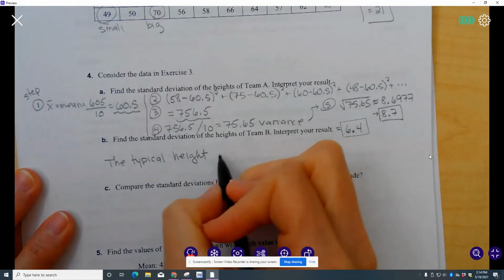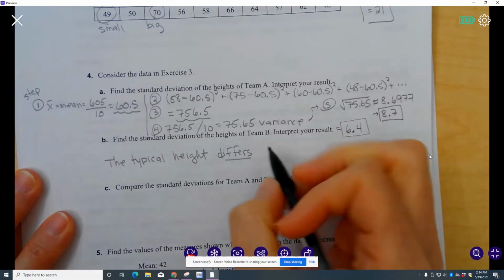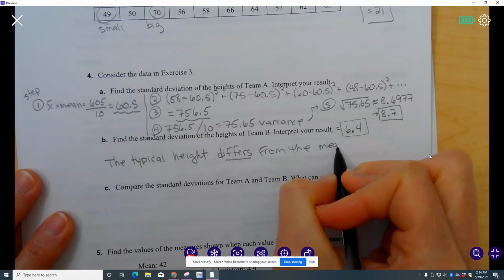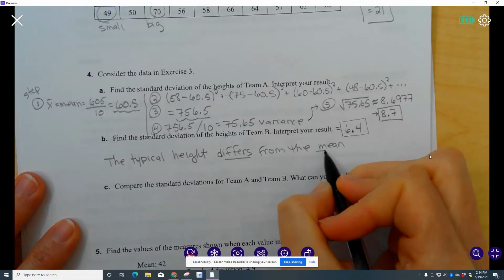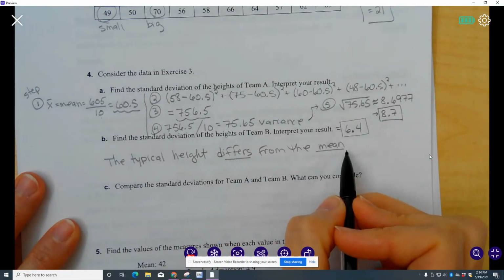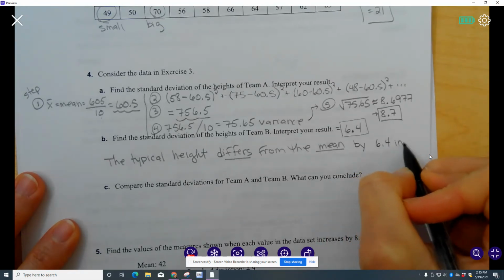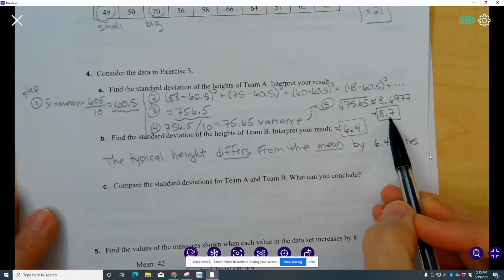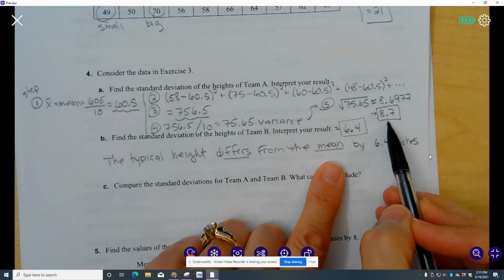And then remember, we want to use the word differs from the mean. So this differs from the mean is going to be part of your interpretation every time you're asked to interpret standard deviation. Differs from the mean by 6.4 inches. Okay, so that is for team B. For team A, the interpretation would be the typical height differs from the mean by 8.7 inches.